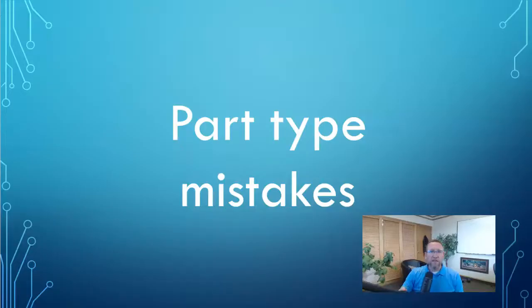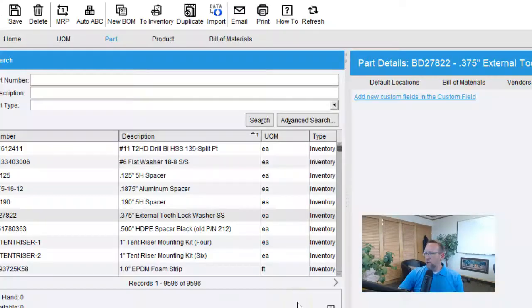So units of measures, be sure to get units of measures correct. That's the other big blunder. Last but not least, another big blunder I see often is part type mistakes. So what is a part type mistake?